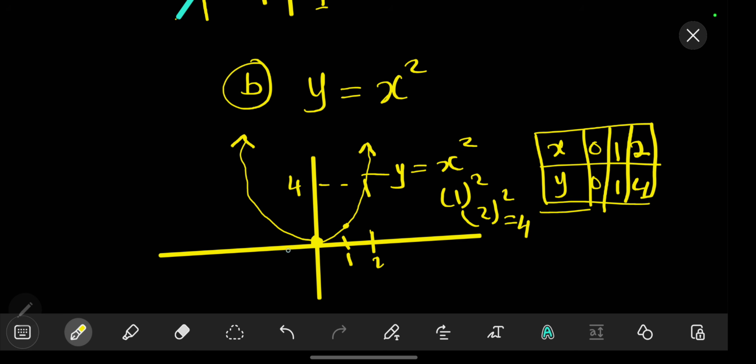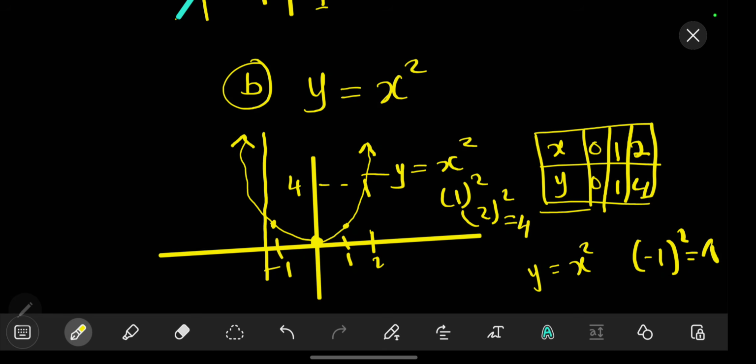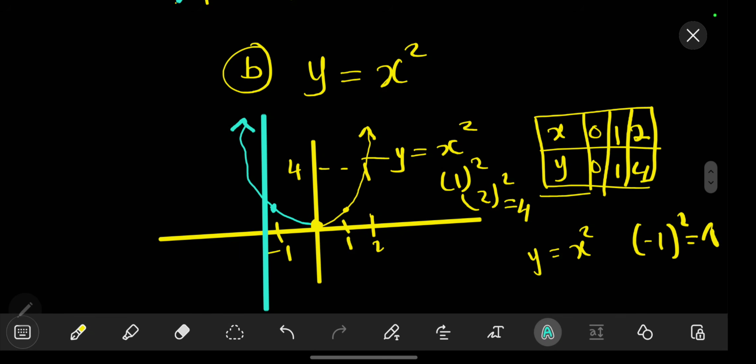Now the same with the negative. As long as I have negative 1, the outcome will be positive 1, because if y is equal to x squared, where there is x, I put negative 1 squared, I'll still get a 1. So using the vertical line test, as long as you have drawn a straight line like that, it simply means your equation is meeting your other graph at only 1 point. Then it is said to be a function. If it's meeting your equation at 2 points, then it is not a function.